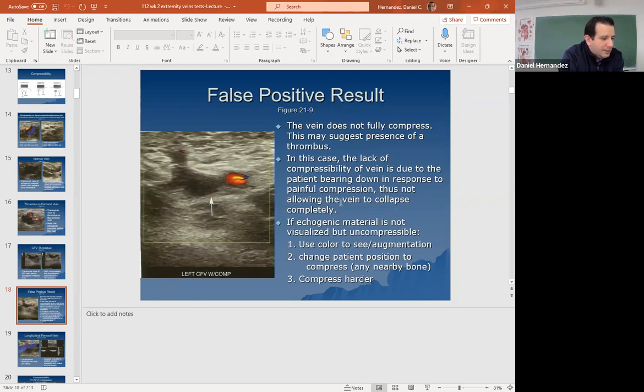So in these cases, you may want to change your technique, maybe change the patient's position to compress near any bone, compress harder if need be. I like to have the patients take a nice deep breath out.